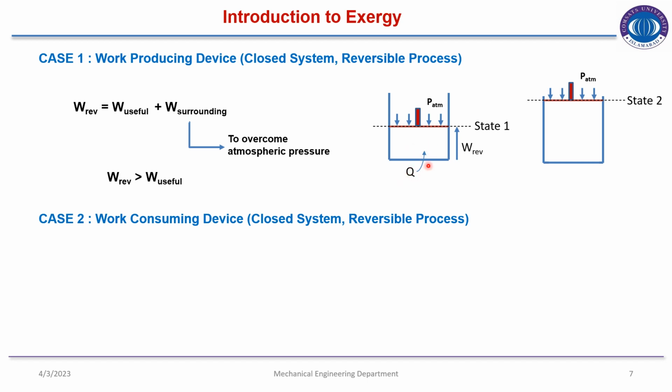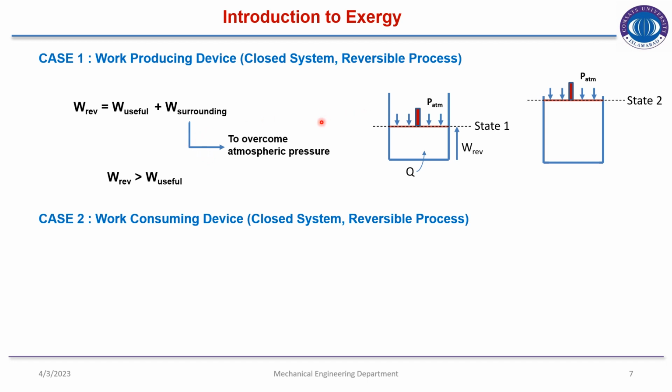As Q amount of heat is supplied, the piston cylinder is initially at state 1, and as the heat enters the system, the gas will expand and the piston moves up. W reversible, or W amount of work, is done on the piston due to the addition of heat into the system. So W work will be performed on the piston, and the piston will move up to state 2.